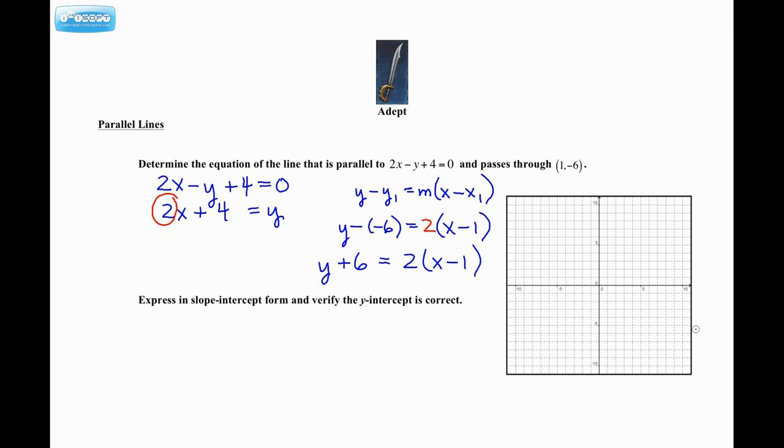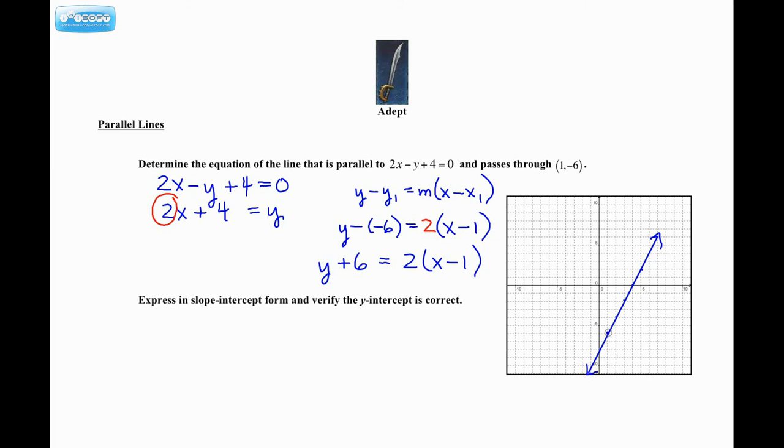All right, well, let's graph this thing. So we know our line passes through (1, -6), so that is located right here. So it passes through that point, and we know our slope is 2, so it has to run up this way. Okay, so let's draw the line in here. Like that. Okay, and this was the point that we used.